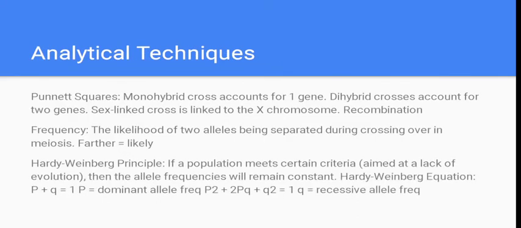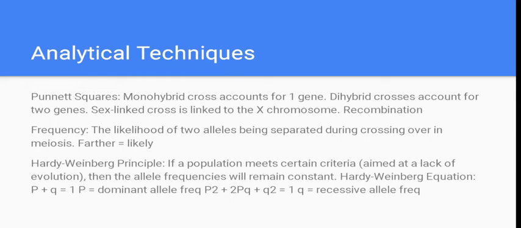Some techniques, so the Punnett square: a monohybrid cross accounts for one gene, a dihybrid accounts for two genes, and a sex-linked cross is linked to the X chromosome. Recombination frequency is basically how likely two alleles are to be separated during crossing over in meiosis, so farther apart is more likely.